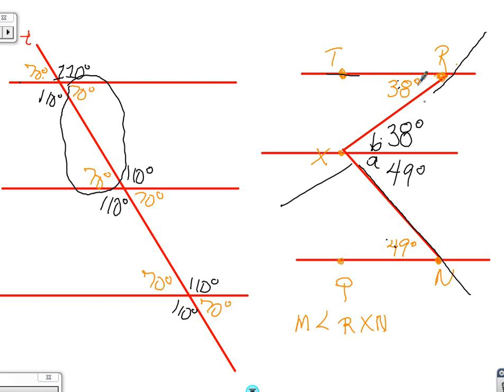So to find the measure of angle RXN, we add both of those together. And so the measure of angle RXN is going to be 38 plus 49, which is 87 degrees.